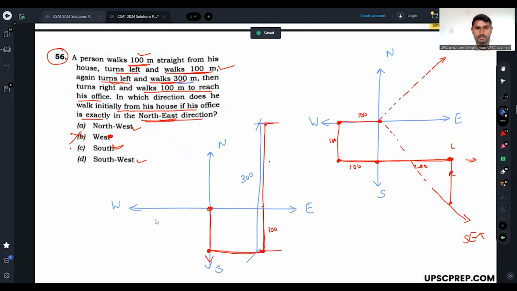Okay, now we have walked up to 300 meters here. Then he turns right again. Now he is facing in this direction and turns right. So in this direction he has turned right. Again walks for 100 meters to reach his office. Okay, so the person came till here. Now let's see. If I draw the direction of his office from the starting point, it is the northeast direction. Okay, and that is what we wanted, northeast. So south will be the correct option, that is, option C.